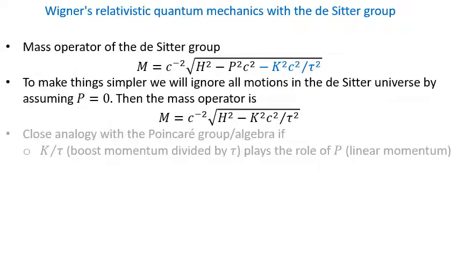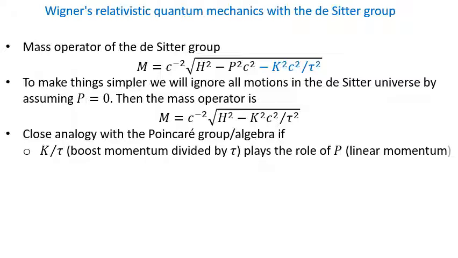To get to our main results, we'll use a shortcut. We'll assume that our universe is motionless. So in all calculations, we'll set the linear momentum to zero. Then the formula for the mass operator simplifies. It becomes very similar to the Poincare mass operator if the linear momentum P is replaced by the boost momentum K divided by tau.